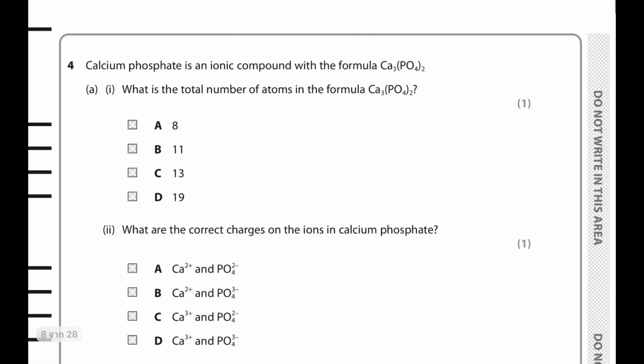Question 4. Calcium phosphate is an ionic compound with the formula Ca3(PO4)2. What is the total number of atoms in the formula of calcium phosphate? So we have 3 calcium atoms plus 2 phosphorus atoms and plus 8 oxygen atoms. So the total number of atoms is equal to 13. So the answer is option C.